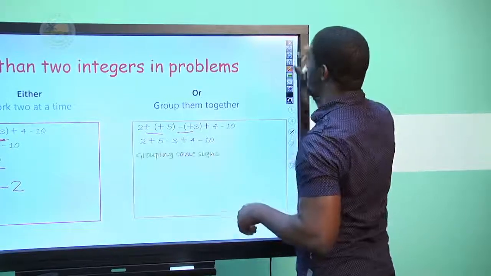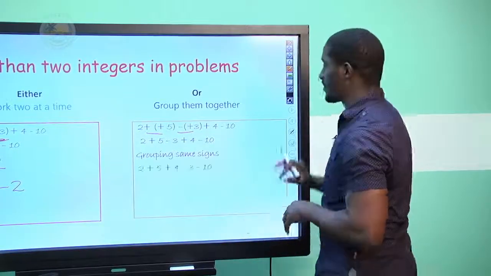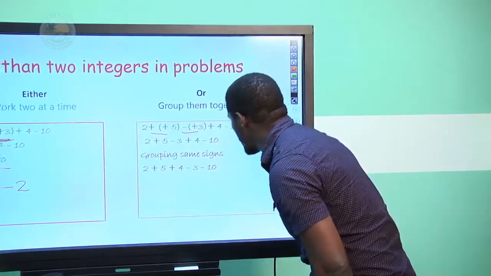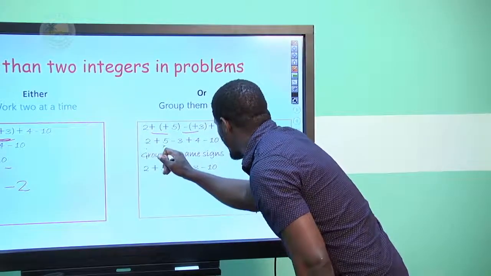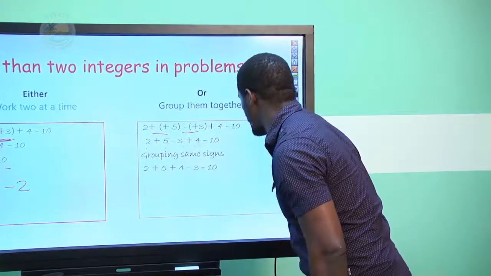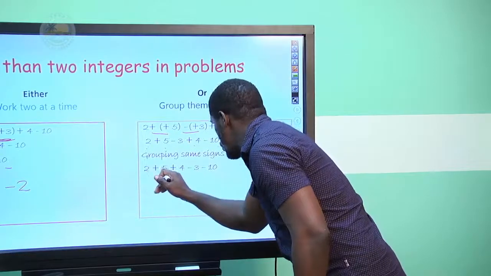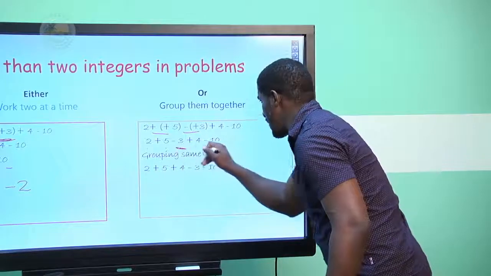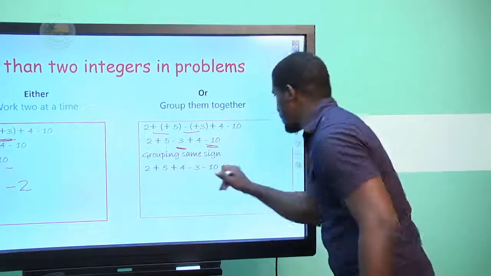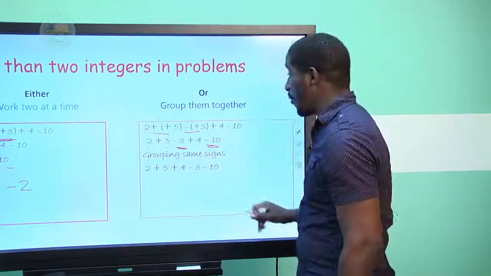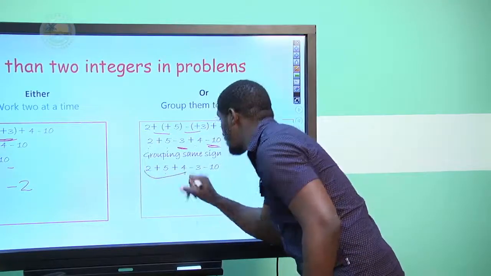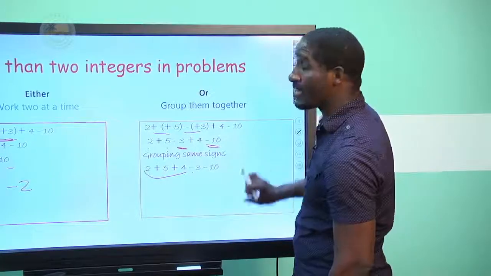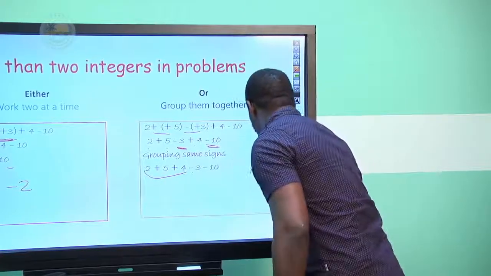Now we shall group the numbers together, putting all positive numbers together and all negative numbers together. What are positive numbers here? The 2 is positive, the 5 is positive, the 4 is positive. So it becomes 2 plus 5 plus 4. What are our negative numbers? The 3 is negative, the 10 is negative. So it's going to be negative 3, negative 10. What we then do is work out all the positive numbers. What is 2 plus 5 plus 4? 2 plus 5 plus 4 is 11.